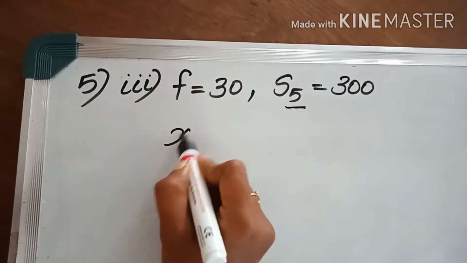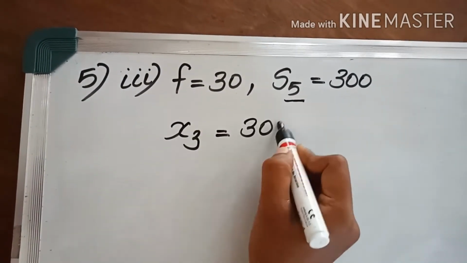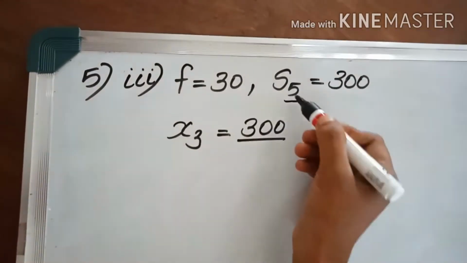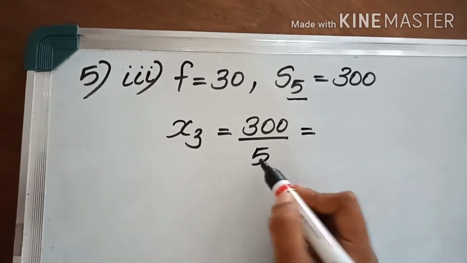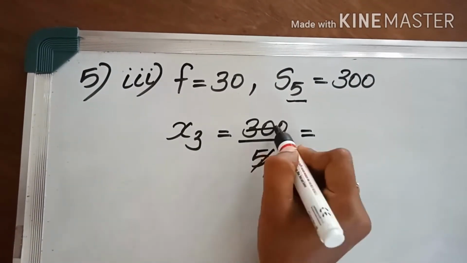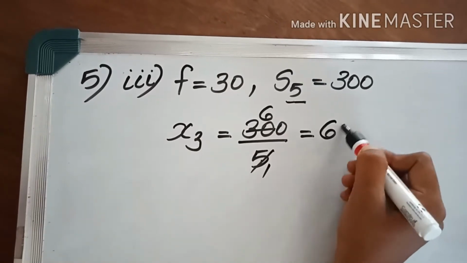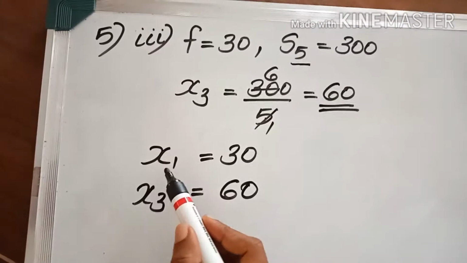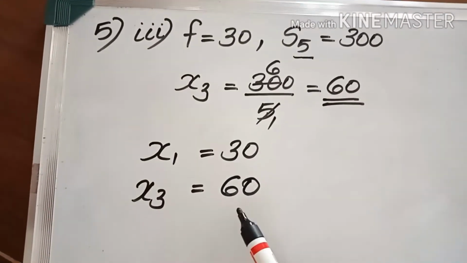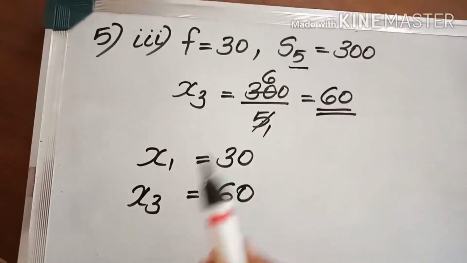So x3 will be equal to the sum, that is 300 divided by 5. 300 by 5 will be the third term. In 5, only one 5. In 30, how many 5s? 6 5s are 30. So 60 is the third term. First term equals 30 and third term equals 60. We need the common difference; then only we can find the second number.